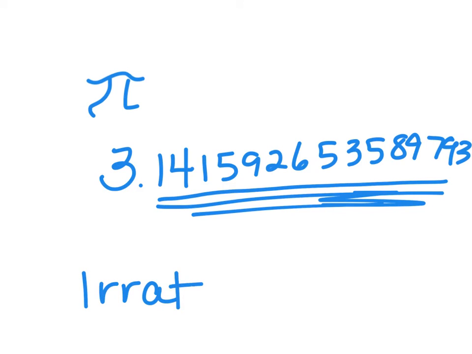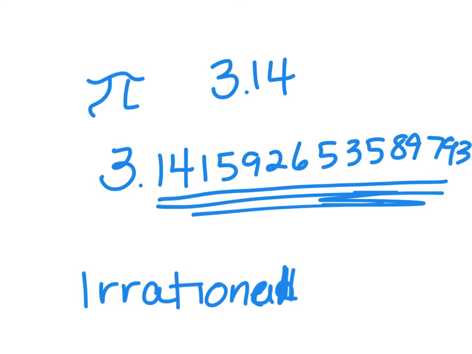It means it can never be expressed as a fraction. Sometimes we approximate it to be 3.14. It's about that much, but it's not exactly that much. This is good enough for a lot of our calculations, but that's not the exact value of pi.